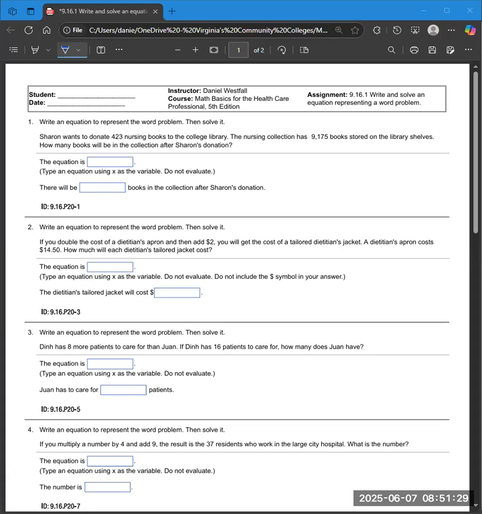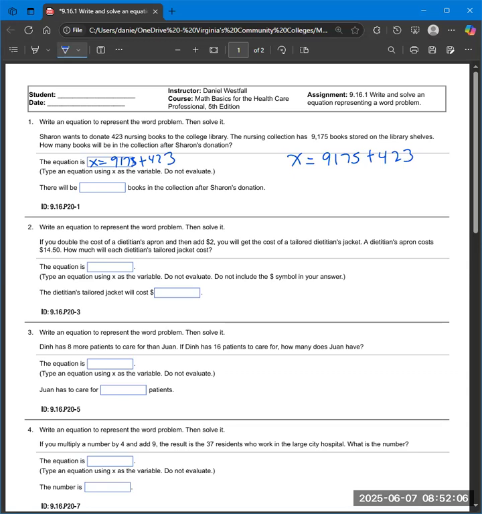The variable would be the unknown, which is the number of total books in the collection, and that's going to be equal to the 9,175 that the library already has, plus the 423 that Sharon is going to donate. So that's X equals 9,175 plus 423.